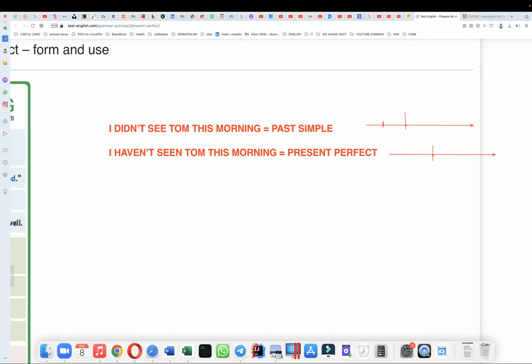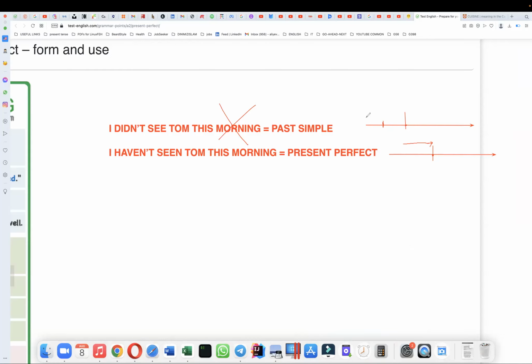But the present perfect, we use something now. It is still with us, yeah? It started in the past, still with us, yeah? So it means here, the morning finished, yeah? Maybe now is afternoon, maybe night. We say, oh, I didn't see Tom this morning. Already the morning has finished, yeah? There is no morning, yeah?